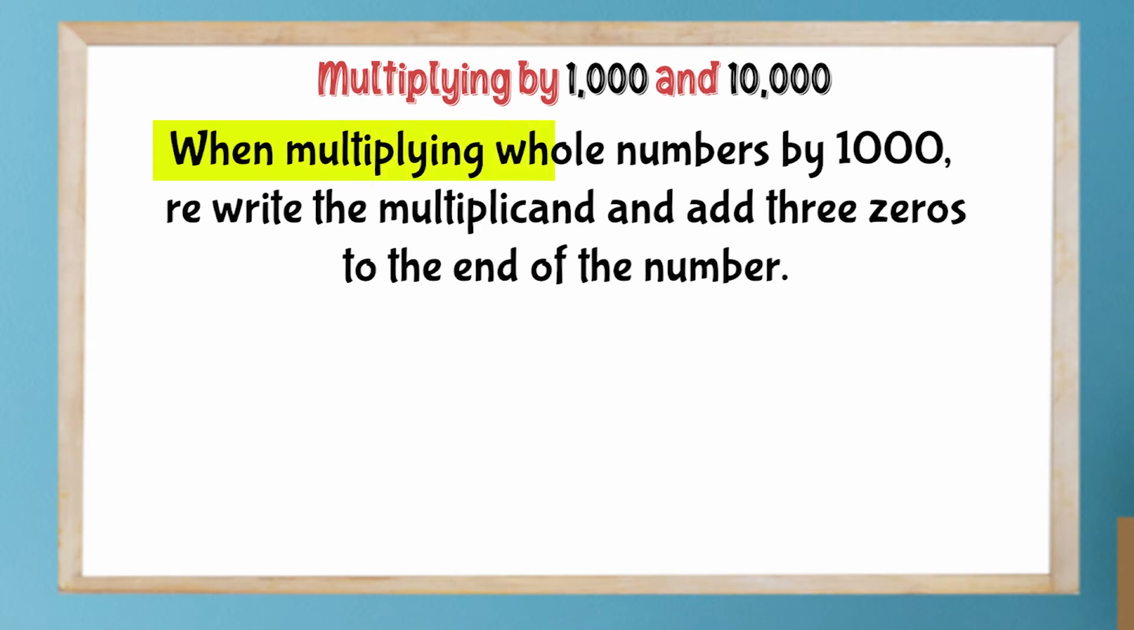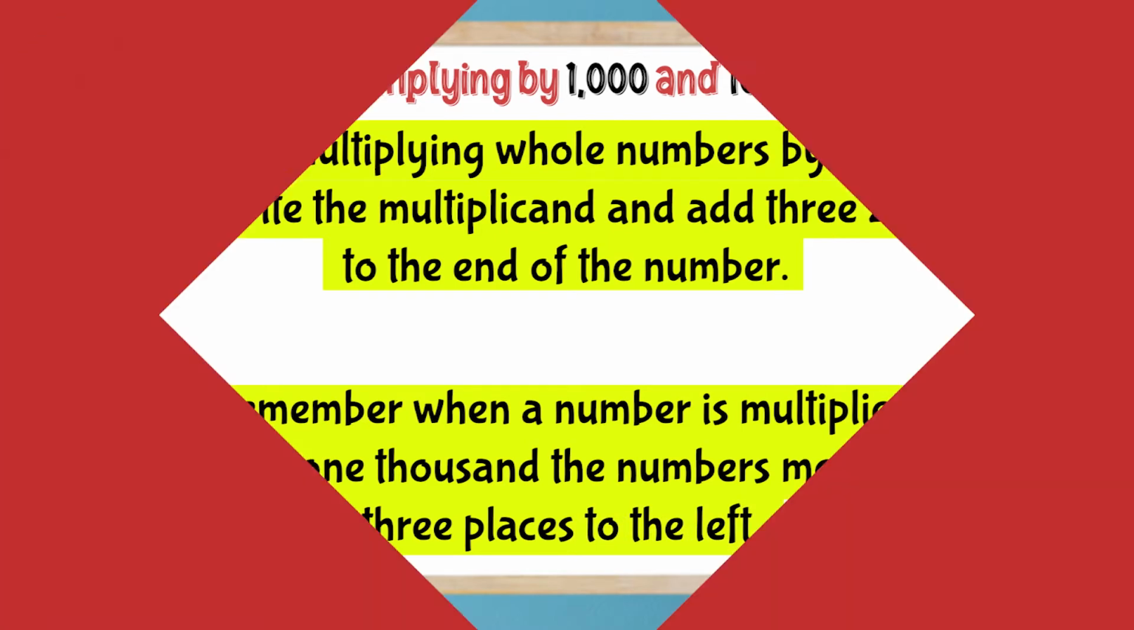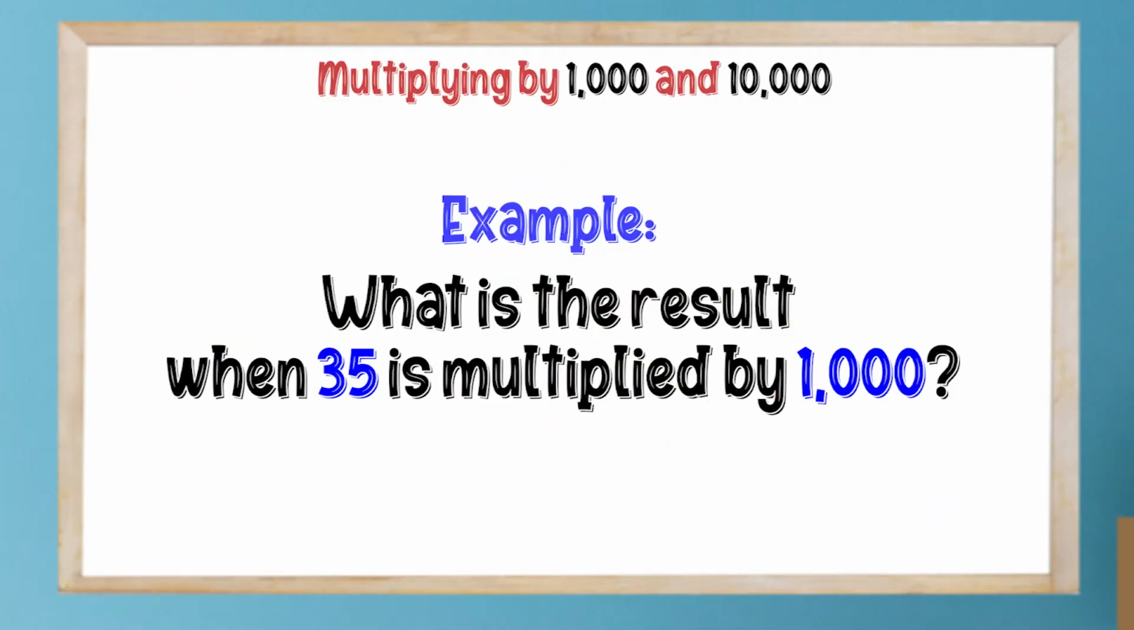When multiplying whole numbers by 1,000, we rewrite the multiplicand and add 3 zeros to the end of the number. Remember, when a number is multiplied by 1,000, the numbers move 3 places to the left. Example, what is the product of 35 and 1,000?